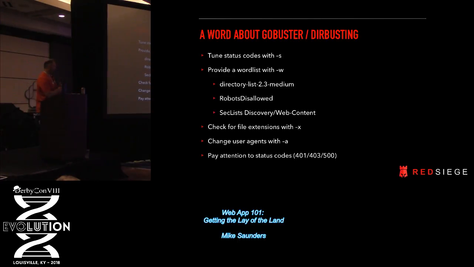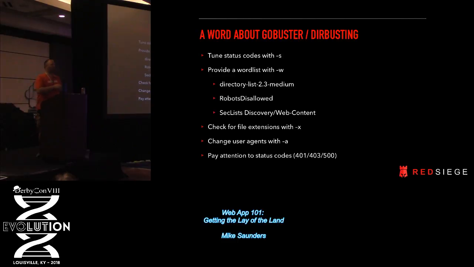You can change your user agent string with -A, and you should also do that using your other testing in Burp. You can programmatically change that and get different views. That's one thing you can do. And pay attention to status codes that you're getting back. I missed the first bullet, so I'll talk about that as well.